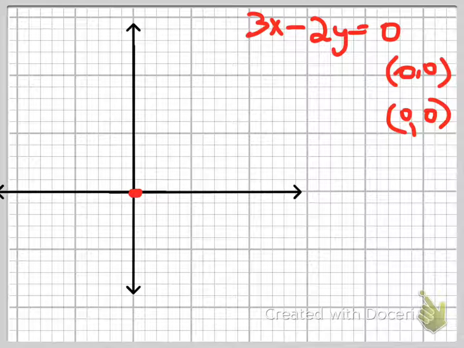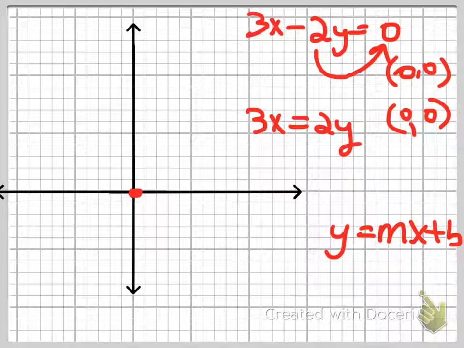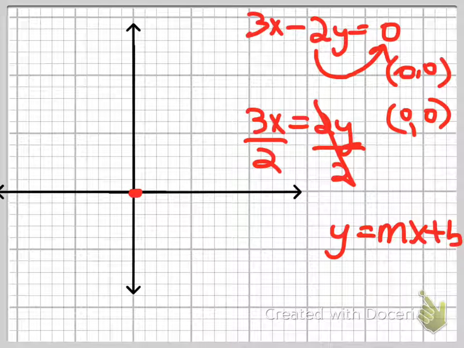The nice thing is just maybe find the slope. If you have a 0 here, if I move this to the other side by adding, I'll have 3x equals 2y. Are you with me so far? Yes. To find a slope, we have to have y equals mx plus b. So I want the y to be all by itself. So I'm going to move that 2 to the other side. Now I have 3 over 2. 3 over 2 is my slope.